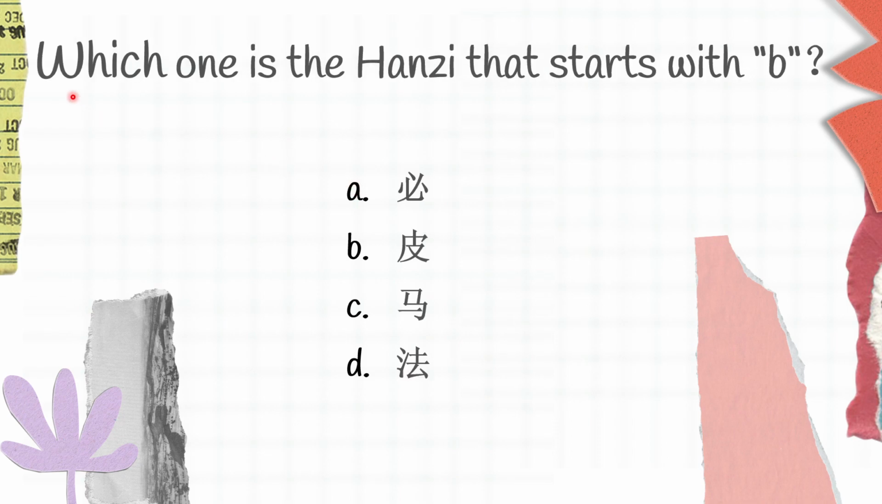The next one, which one is the hanzi that starts with this letter? Do you guys remember? A is B, B is P, C is Ma, D is Fa. The right answer for this question is A.